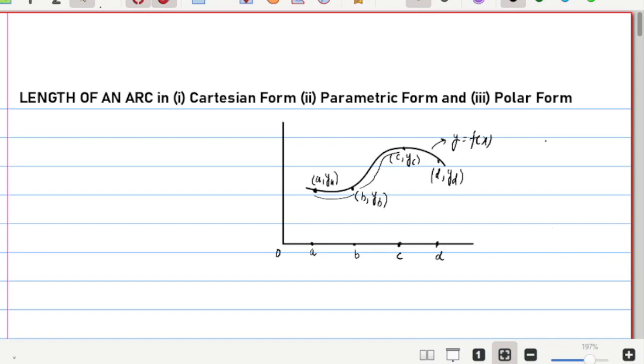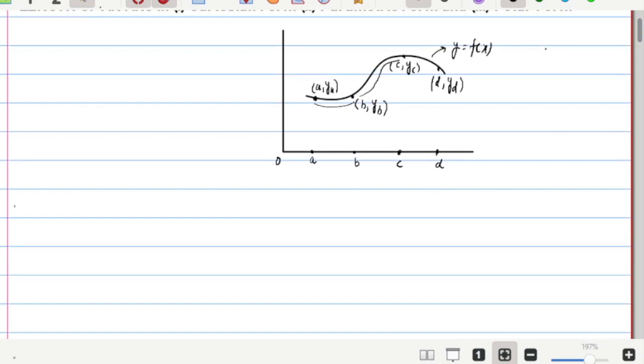Now in this lecture, our plan is to evaluate the arc length of a curve between two points when the curve is given in Cartesian form, or parametric form, or polar form. Okay, so first of all, we take when the curve is given in Cartesian form.